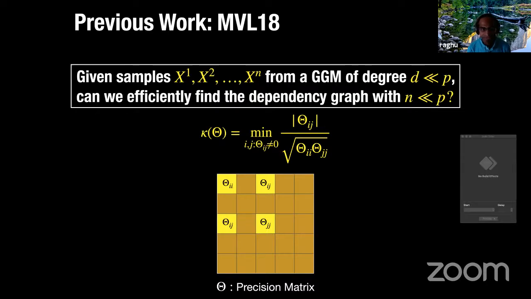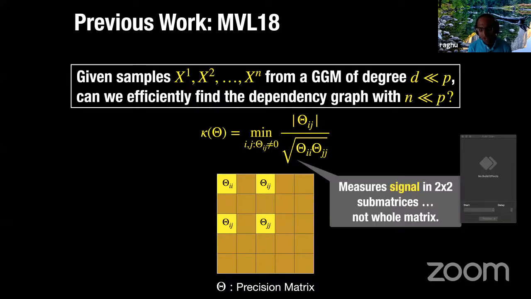Formally, you define kappa of theta as the minimum over non-zero entries of the ratio of the off-diagonal to the square root of the product of the diagonals. Intuitively, it measures the signal in the 2 by 2 submatrices of the precision matrix, kind of measures the edge interaction of the precision matrix and of the GGM and the dependency graph. And critically, it's a number that only depends on 2 by 2 submatrices and not on the whole matrix, which makes a big difference in various assumptions.